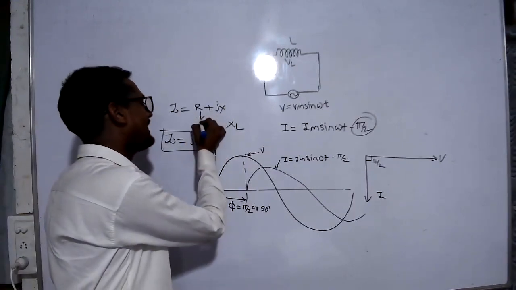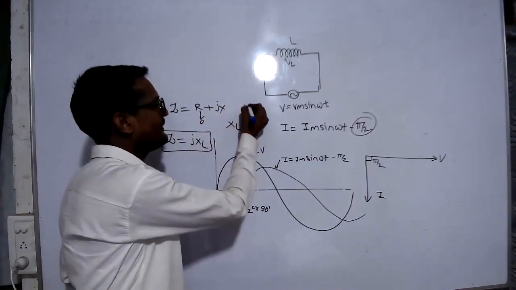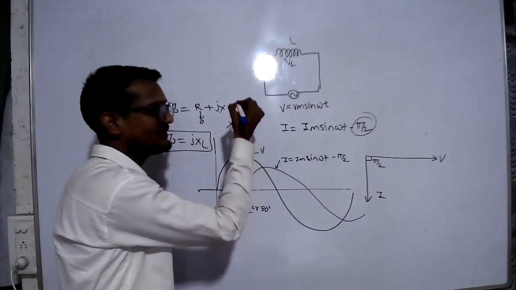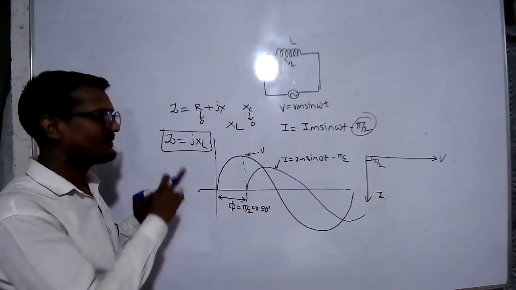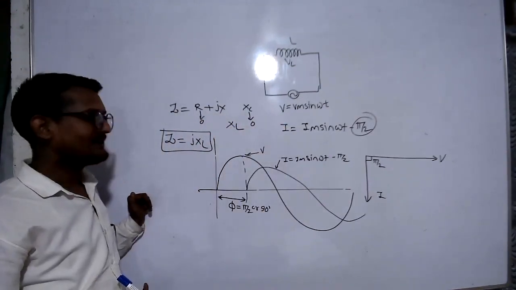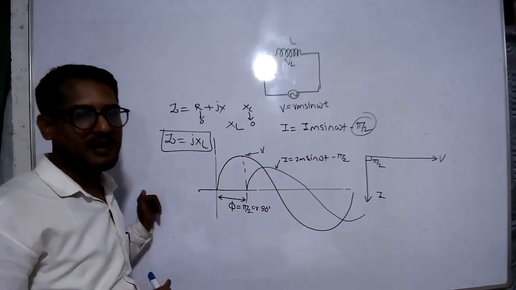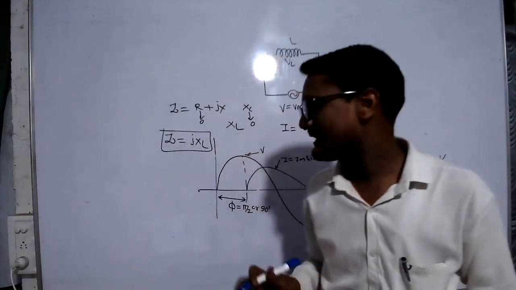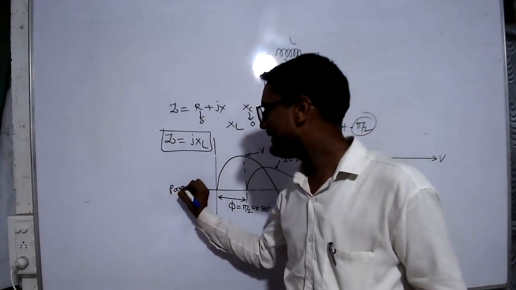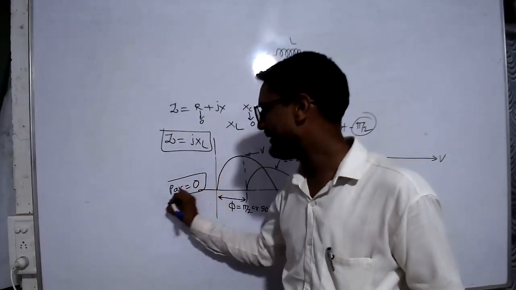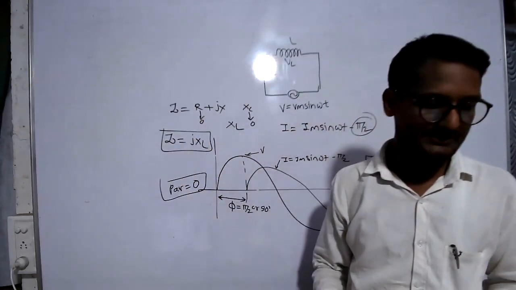The value of R is equal to 0, and the value of XC is also 0. Therefore, Z equals j XL, and the average power consumed by the inductive circuit is P average equals 0.